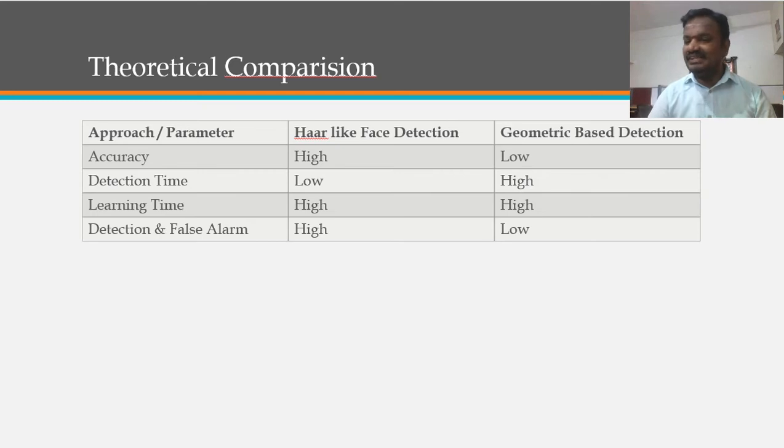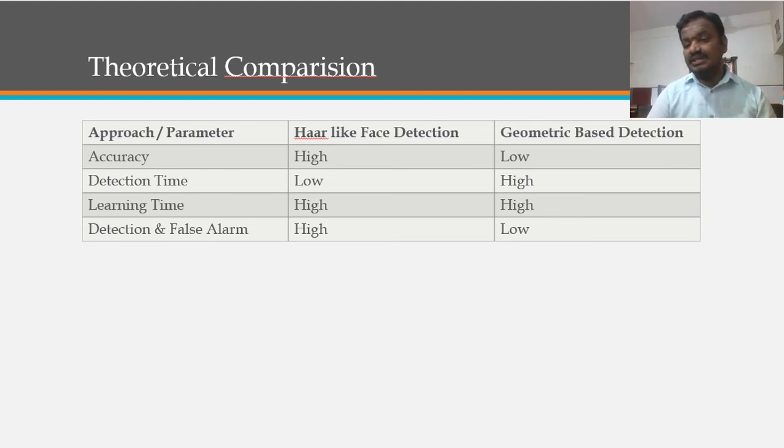Anyway, for the learning time, we will build the model and feed it into the Haar-like face detection. Even if that learning takes a month, that should be fine, because then we can continuously use it with a lower detection time. A lot of research is going on to lower the learning time, and the false alarm rate is higher.